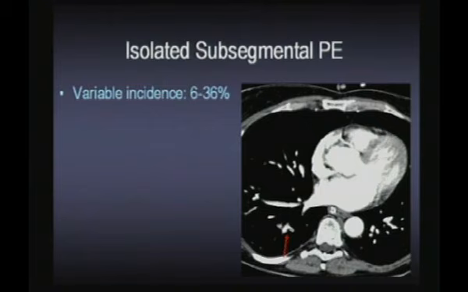So how common are these isolated subsegmental pulmonary emboli? Well, we don't really know. The incidence has been quoted as low as 6% or as high as 36%.